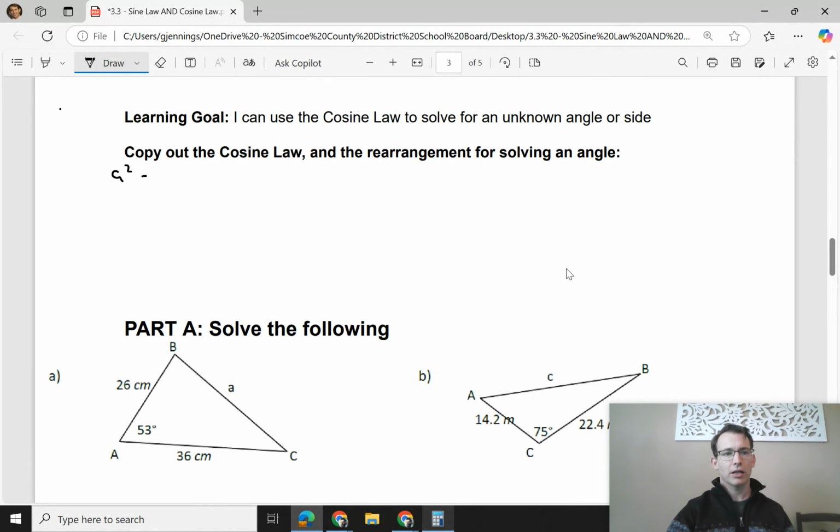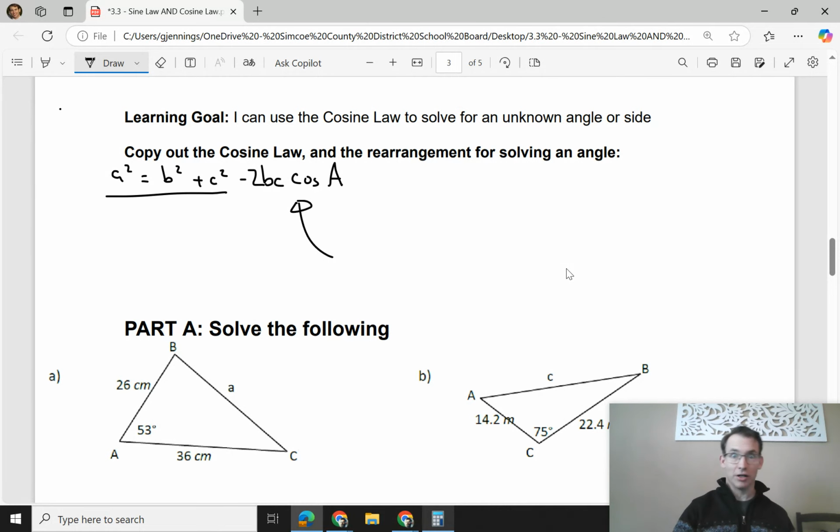A squared equals B squared plus C squared minus 2BC cosine of big A. That's just your Pythagorean theorem. So if this is a right angled triangle, this last term actually ends up being 0. And cosine law is just an upgraded version of Pythagorean theorem that works for all triangles. Cool, right?